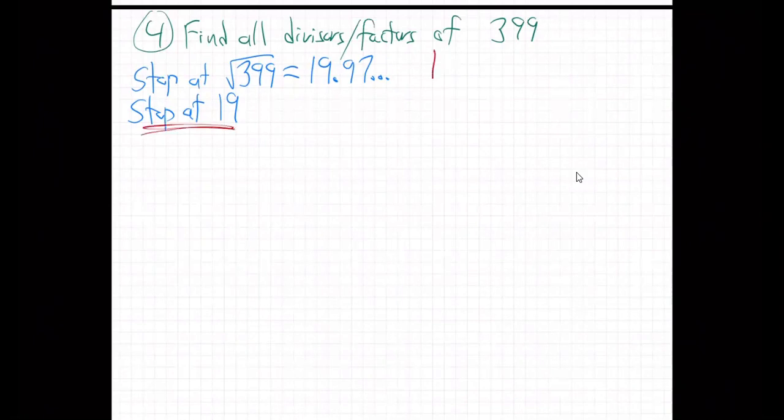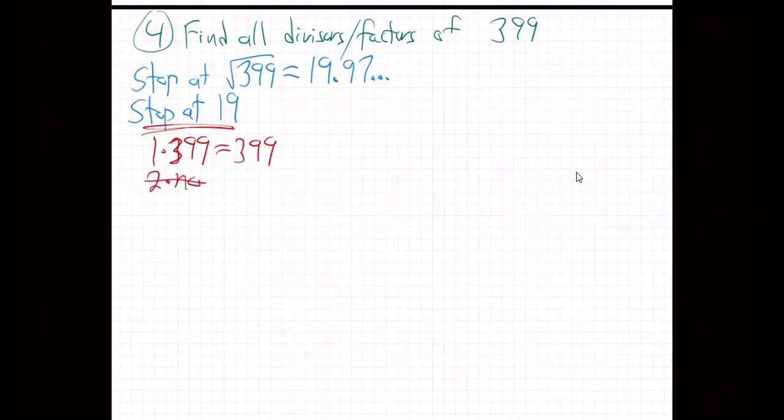So here we go. I'm going to take 1 times 399. Obviously, you always start with 1, right? And then 2. Now that one's a no-go. I know this one's going to take a lot of work. Let me start over here and write this a little better. 1 times 399. Then 2 does not go.